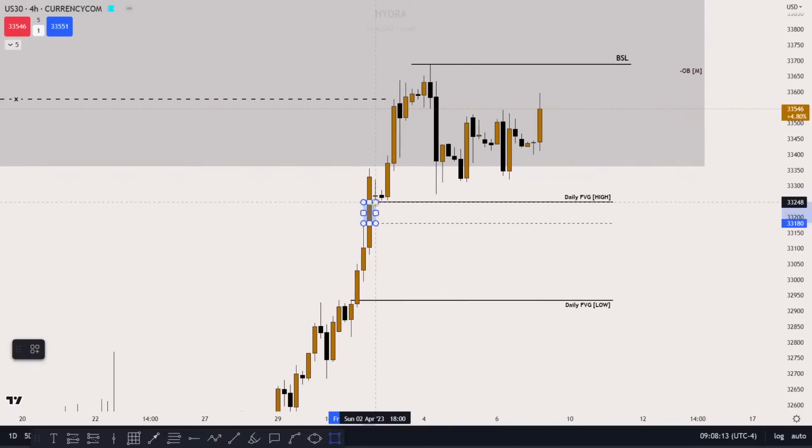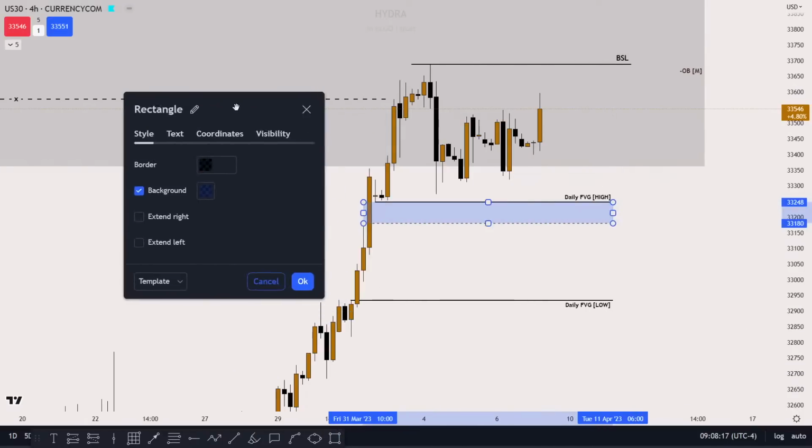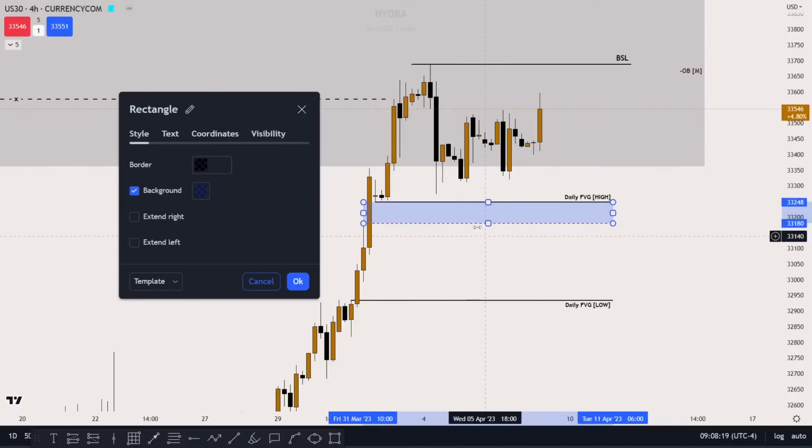So that's a 4-hour fair value gap. Let me mark this first, then I will talk in detail about which target is the high probability target, and which one is the low probability target inside this daily fair value gap.